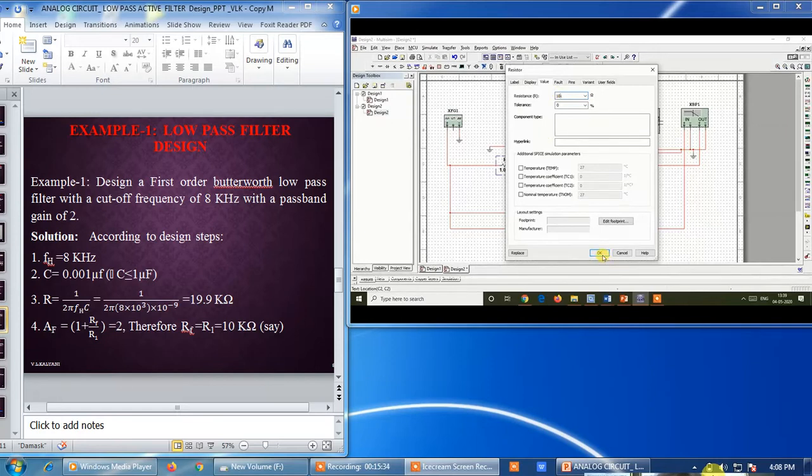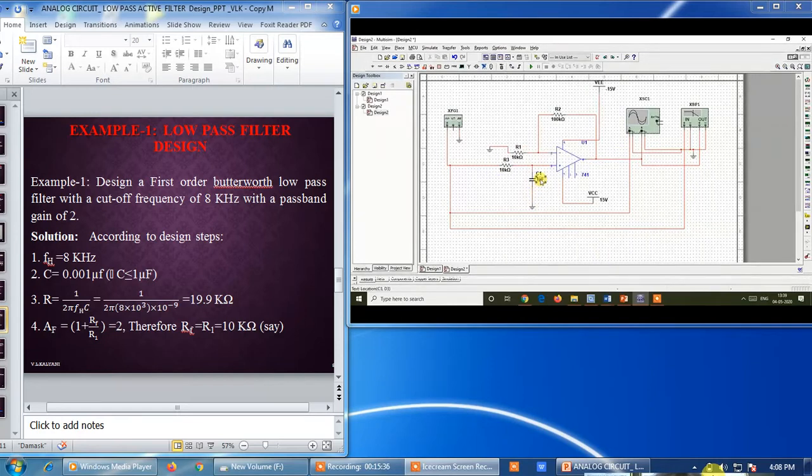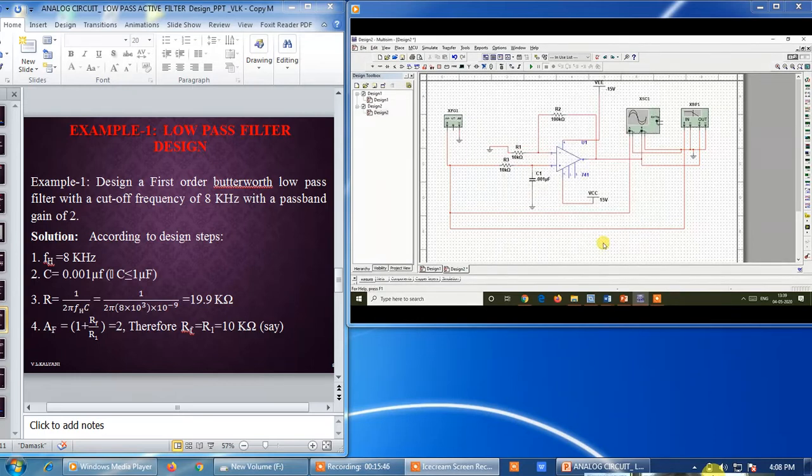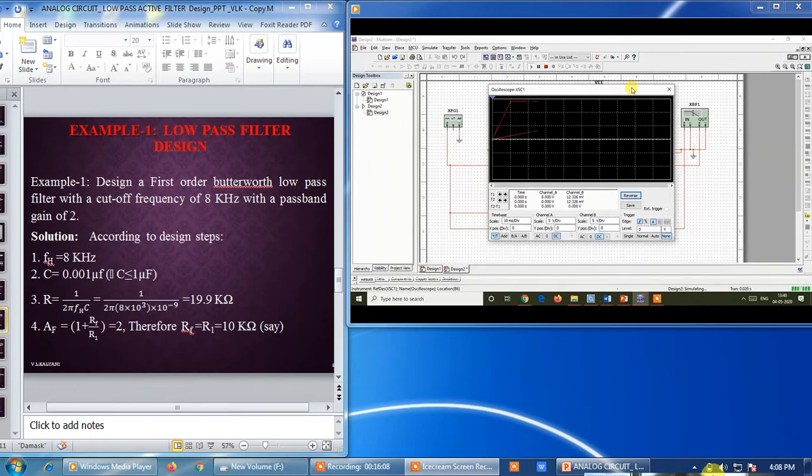So in that example, the value of capacitor is equal to 0.001 microfarad. So here you can change the value of capacitor C, that is 0.001 microfarad. Now the circuitry is completed. Run the simulation.